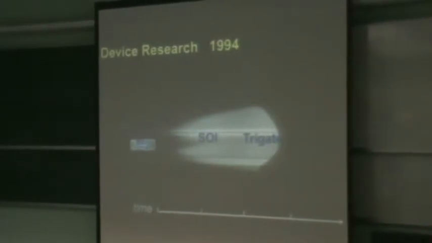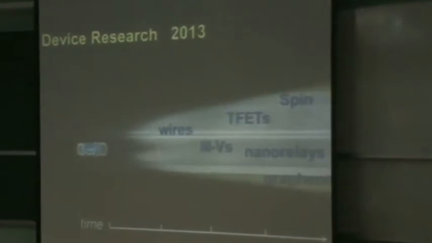Now things have changed quite a bit. In 2013, we actually looked much further ahead. There are many more options now that are on the table. For instance, nanowires, III-Vs, TFETs, further out spin, nano relays, and graphene devices. And we not only do real simulation work here, Intel also does a lot of experimental work on these devices. So there's real effort that's going on. This has been a big change.